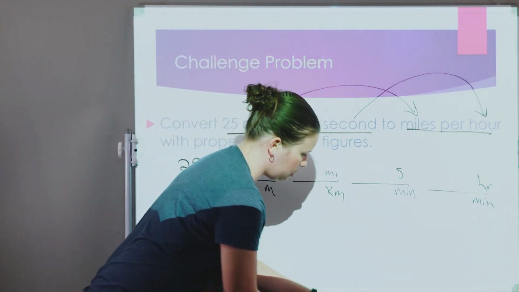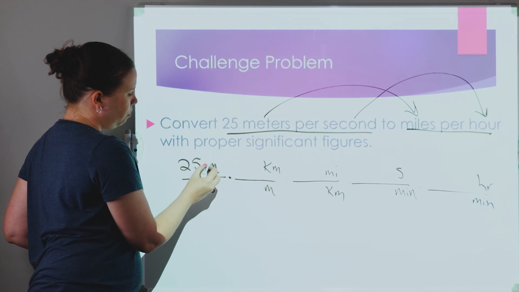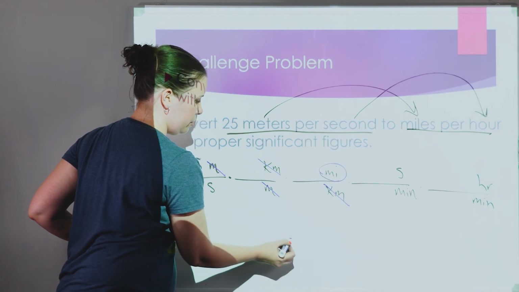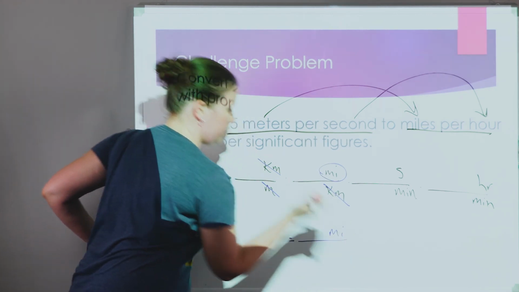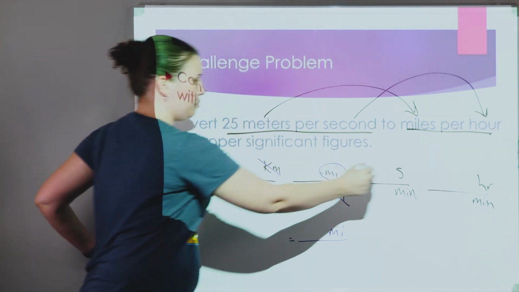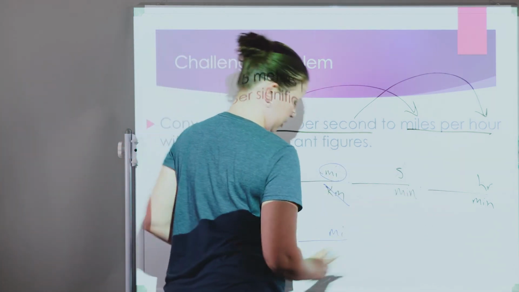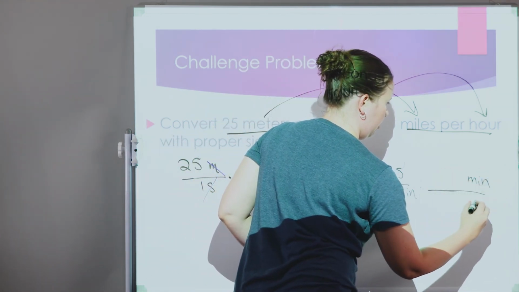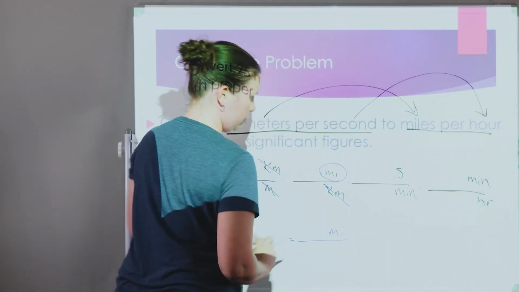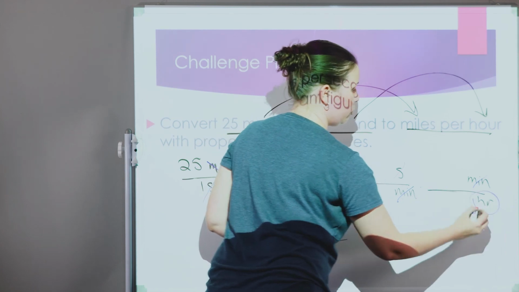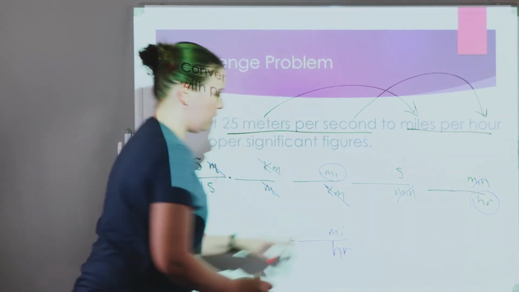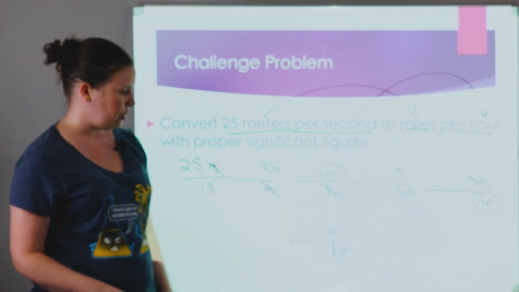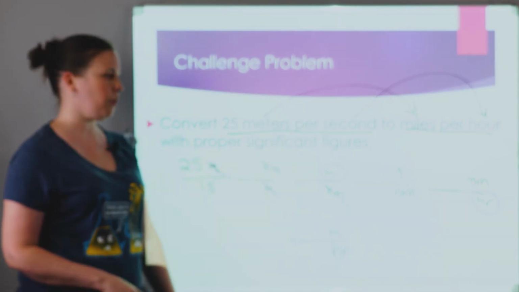Actually, let me use a different color and just kind of show this. Meters top to bottom, kilometers top to bottom, still in miles, so my answer will have miles on the top. Then seconds, bottom to top. Minutes, oops, didn't set that up right. Minutes on the bottom, so minutes on top. And then hour on the bottom. So my minutes now will cancel, bottom to top, leaving hours on the bottom. So hours will be on the bottom in my final answer, meaning my final answer would then be in miles per hour.